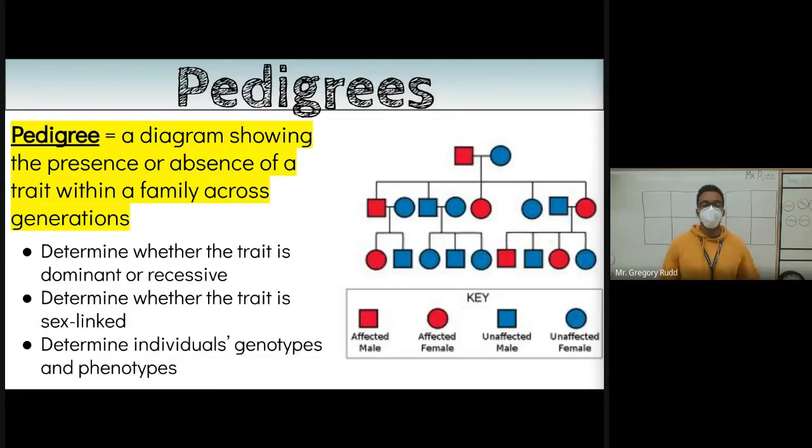So a pedigree is a diagram showing the presence or absence of a trait within a family across several generations. Typically, it's at least 3 generations.